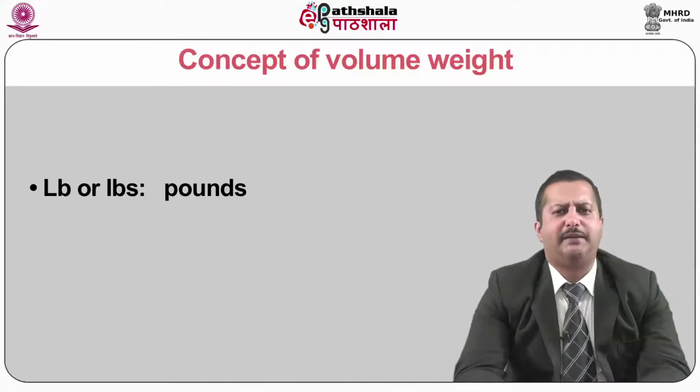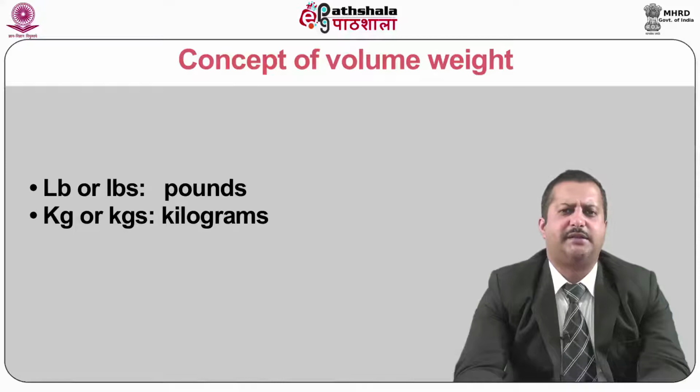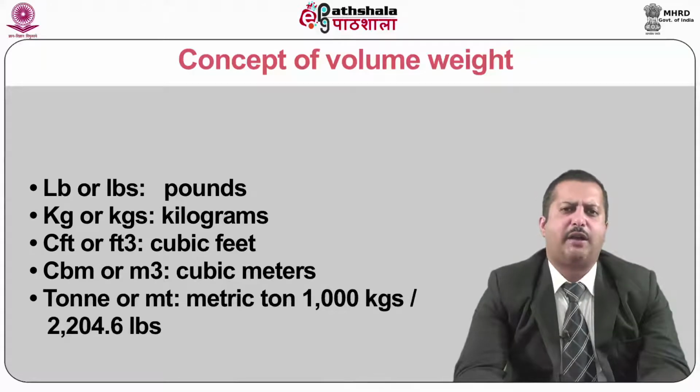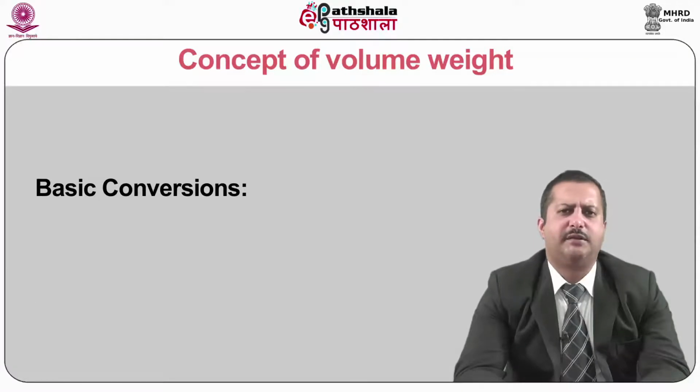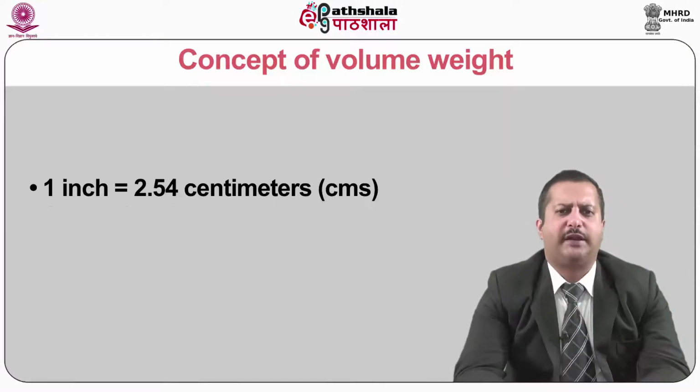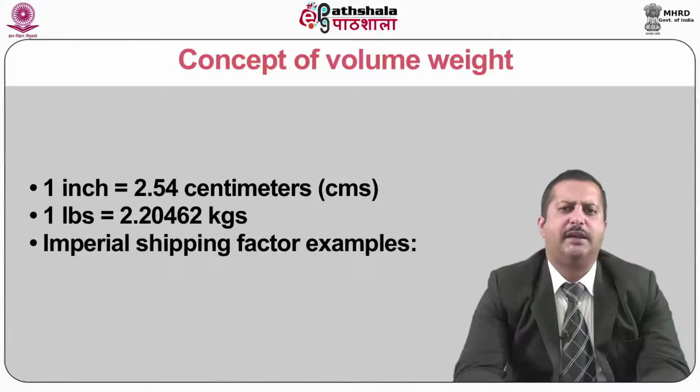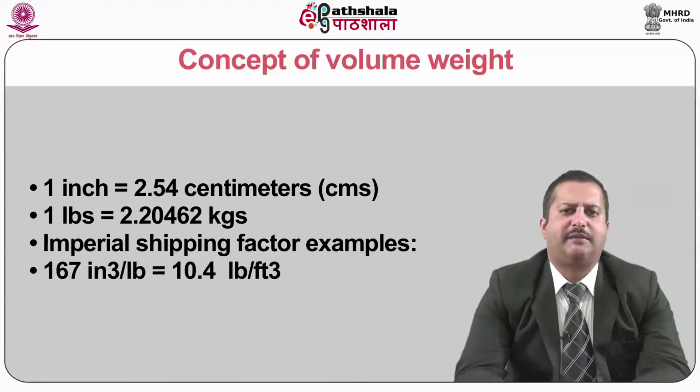LB or LBS means pounds, kg or kgs means kilograms, CFT or feet cube means cubic feet, CBM or meter cube means cubic meter, ton or MT means metric ton, 1000 kgs, or 2204.6 pounds. Basic conversions: 1 inch is equal to 2.54 centimeters. 1 pound is equal to 0.4536 kgs, and 1 kg is equal to 2.20462 pounds. Imperial shipping factor example: 167 cubic inches per pound is equal to 10.4 pounds per cubic foot.